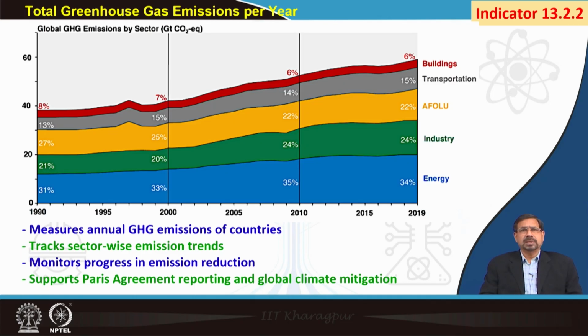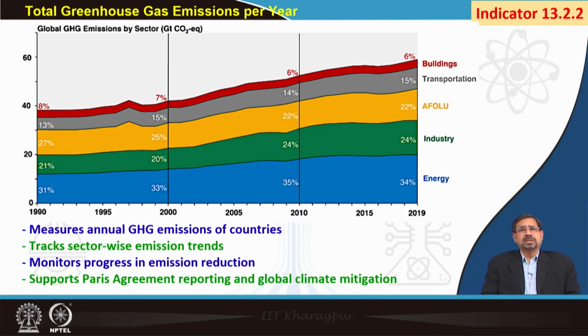Look at this figure that talks about the global greenhouse emissions by sector, with the unit represented in gigatons of carbon dioxide equivalent, because we know all other greenhouse gases are equated with respect to their global warming potential in comparison to carbon dioxide.